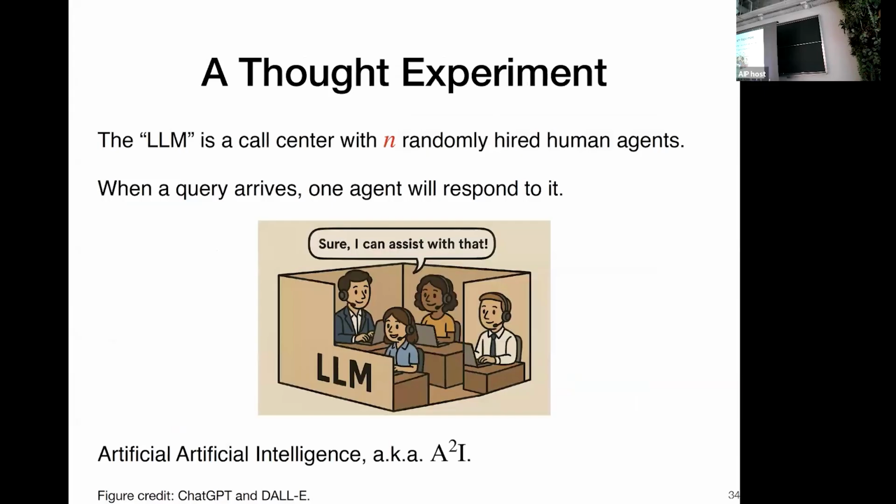And here's a thought experiment. I find it pretty interesting and intuitive. So imagine your LLM is not a real machine. It's actually a room of real people. It's made up as a call center with n randomly hired human agents. Whenever you type a query, one of the agents will be randomly selected from the room and respond to it. Suppose the LLM works this way.